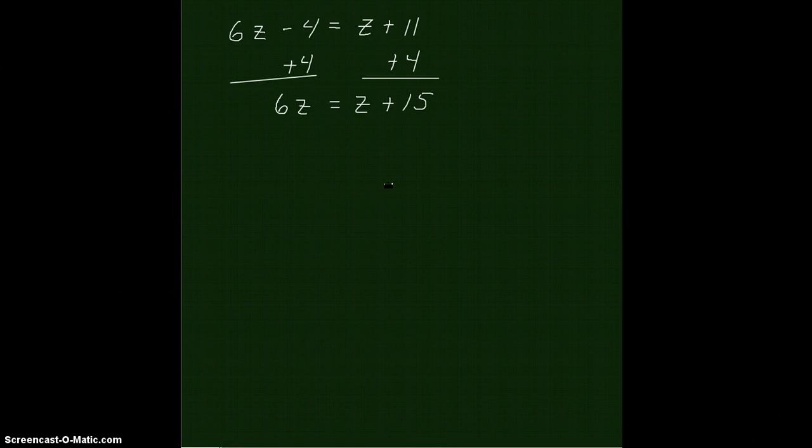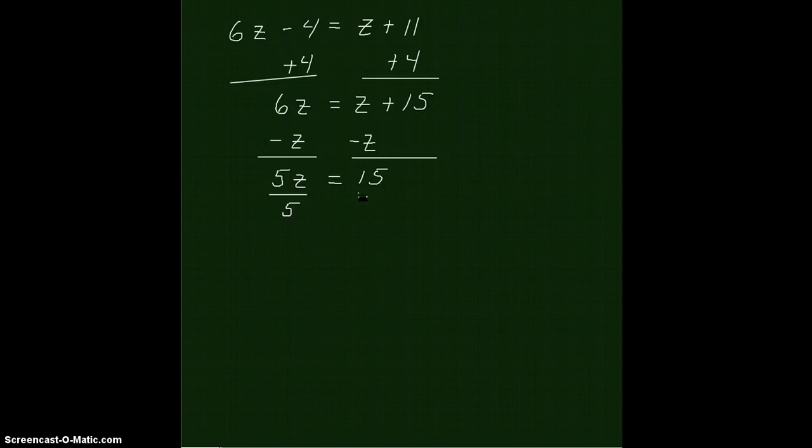Now I look at this equation and I think, oh, I've got a z on the right hand side. I don't want it there, so I'm going to remove it by subtracting it. But if I subtract on one side, I have to subtract on the other. Alright, so we'll add these two. 6z minus a z. 6 minus 1 gives me 5z. And now the z's on the right hand side cancel or add up to 0. And that's 15. Now I'm going to divide both sides by 5.